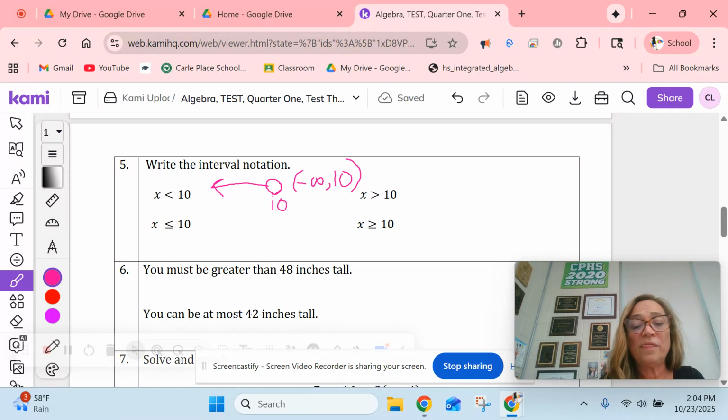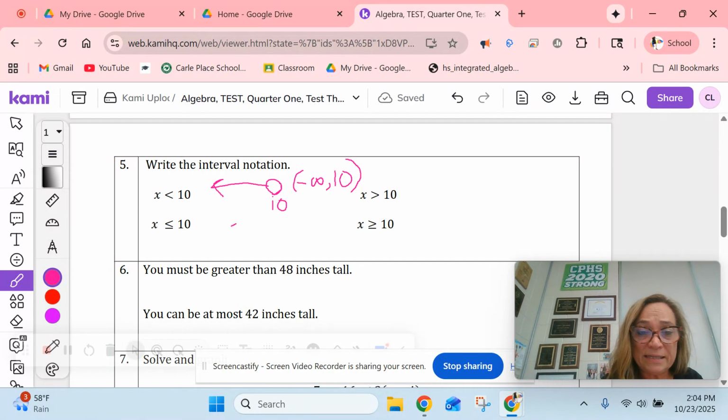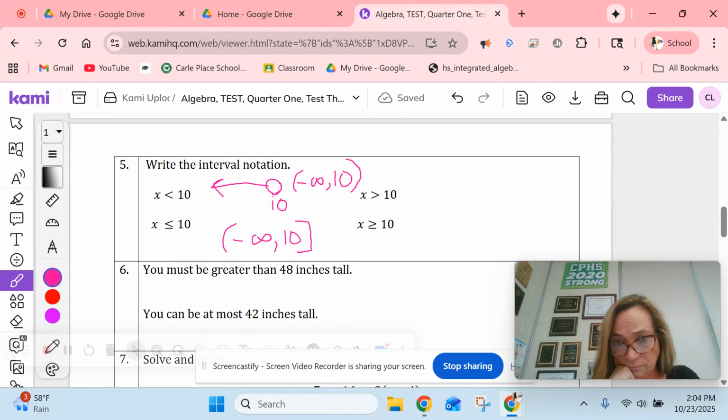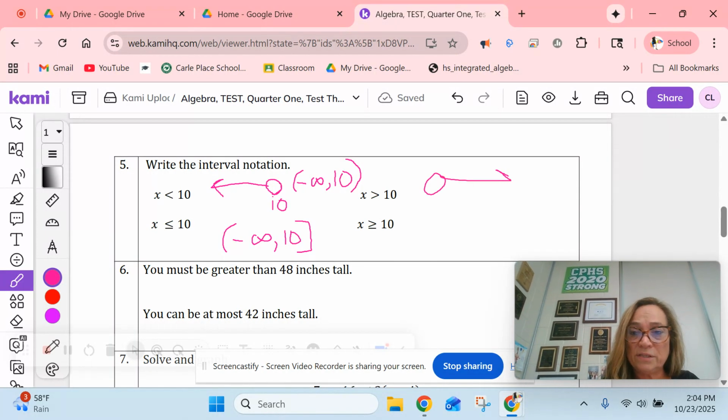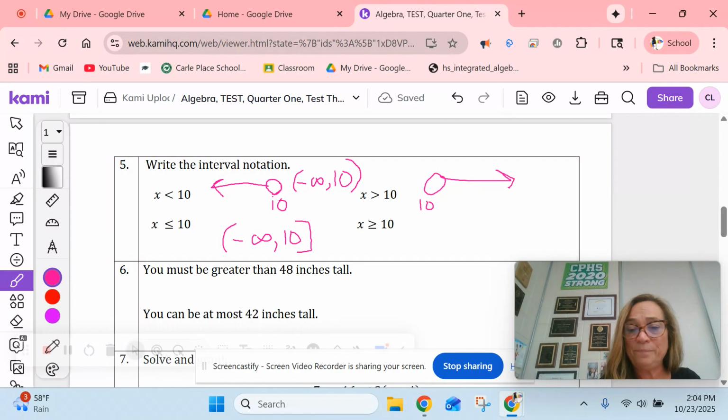Okay, so the next one is going to be similar. It's going to have the -infinity, but that's going to have a square bracket because it does include the 10. Is greater than is going to go to the right, and that's going to be at the 10. So that starts with the 10, and it goes to infinity. The is greater than or equal to is going to be similar, except it's going to have a square bracket.